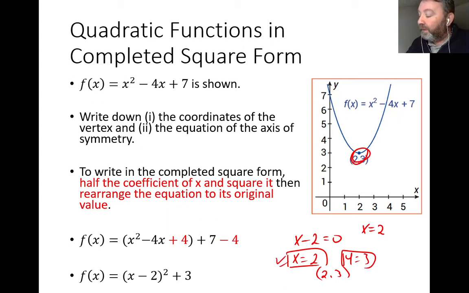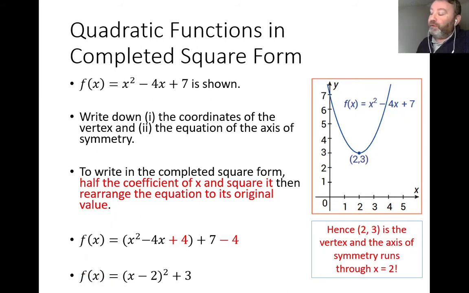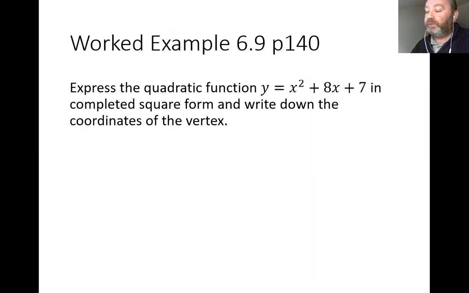Meaning, if I go to the x-axis and put a line down through 2, I can fold the graph over on top of itself. So it's a very handy thing to know and a very handy thing to be able to do. You'll see in the box underneath that graph, hence (2, 3) is the vertex and the axis of symmetry runs through x equals 2.